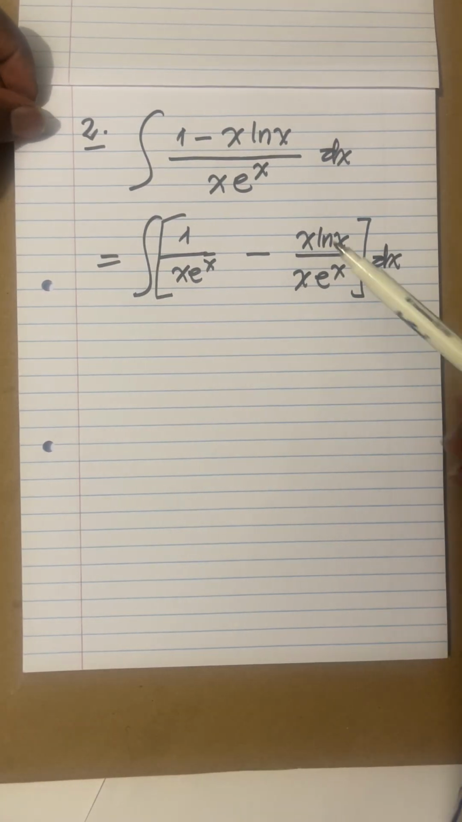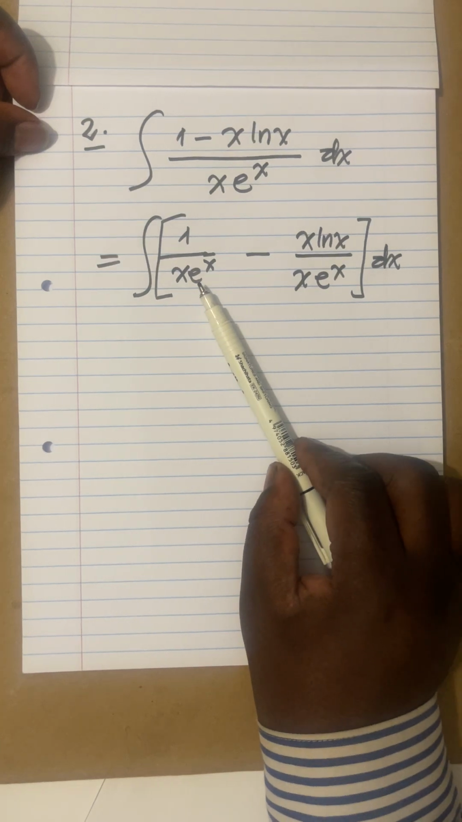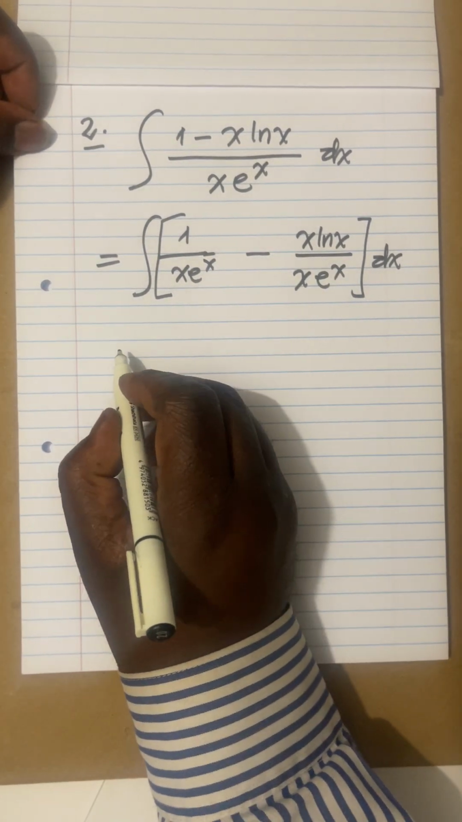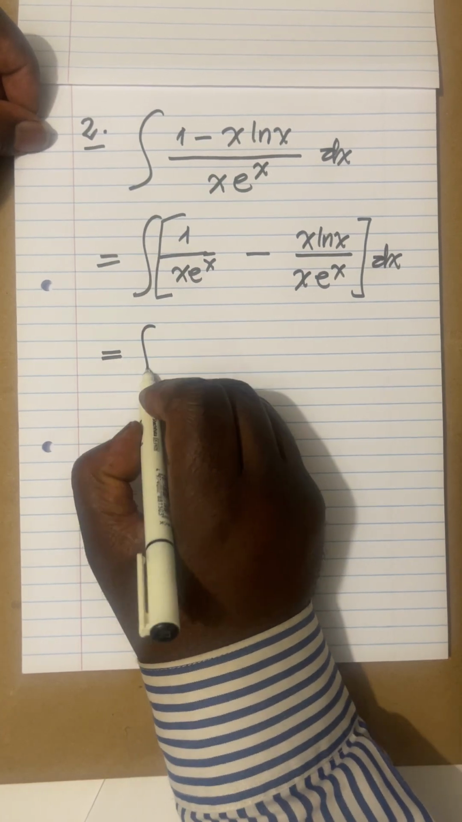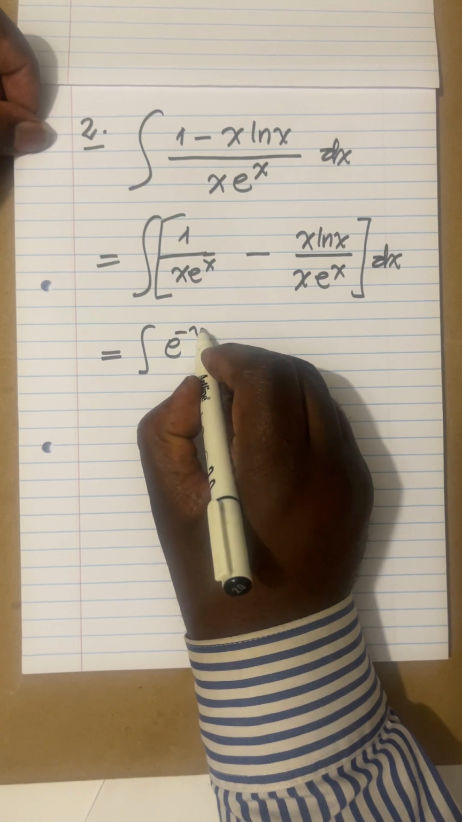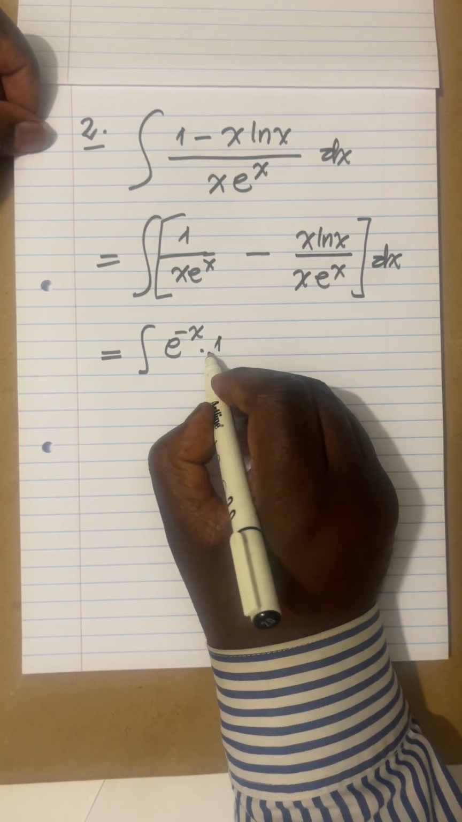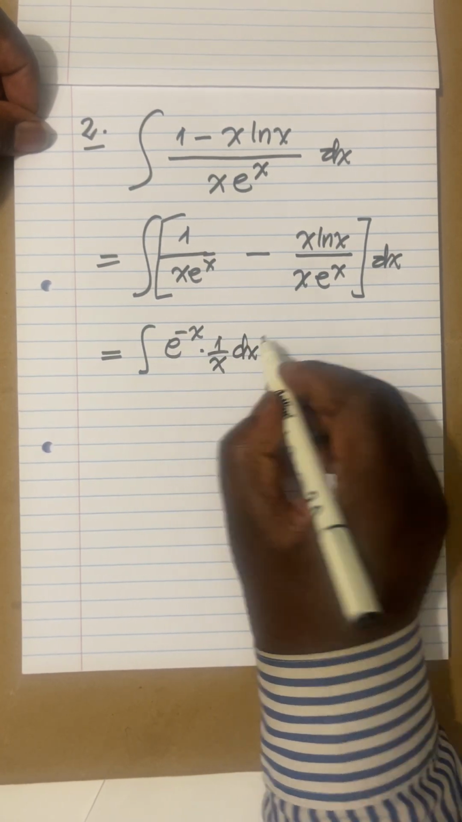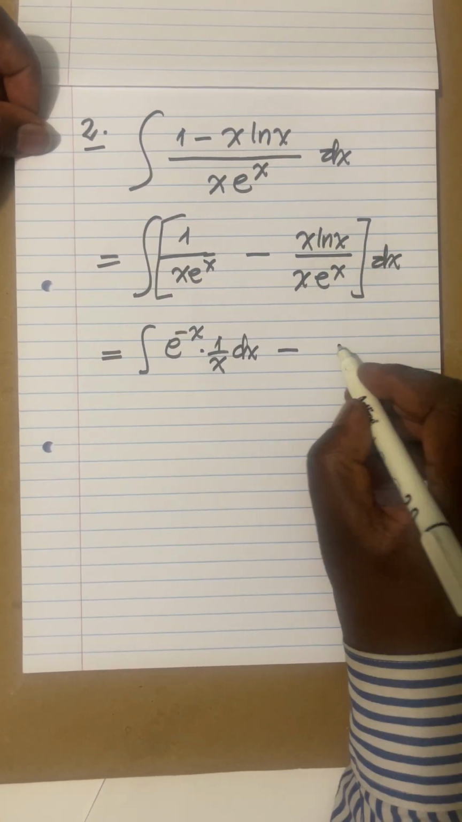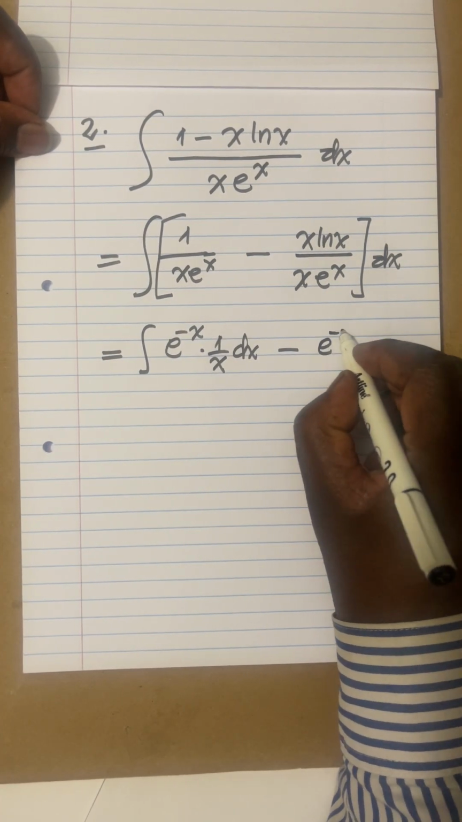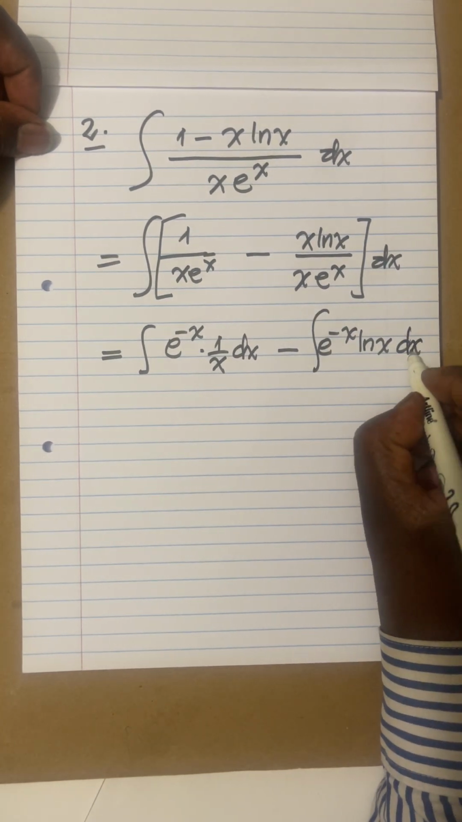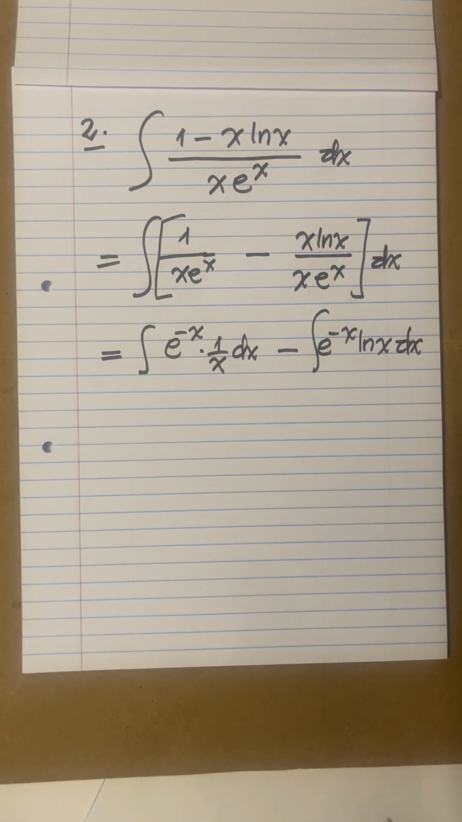And if I take this term up, the e to the x up and the e to the x up, I'm going to have here the integral of e to the power minus x times 1 over x dx, distributing dx of course, minus the integral of e to the power minus x natural log of x dx. Right, so this is where we're at.